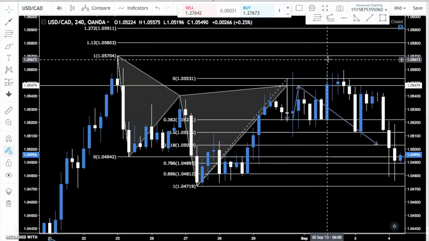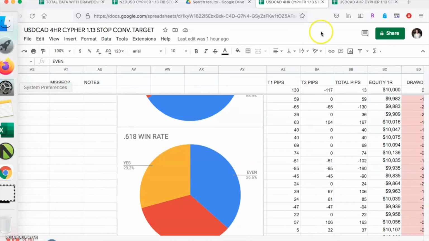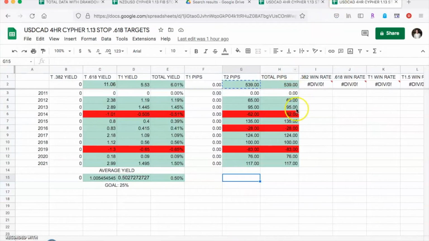Do we need to roll stops? Is that helping? Is that benefiting us? What if we just took one position at the 618? So I backtested that as well. The results for that were much better.